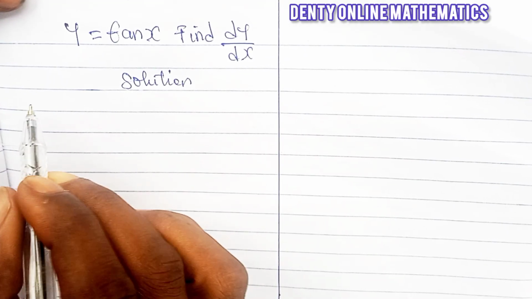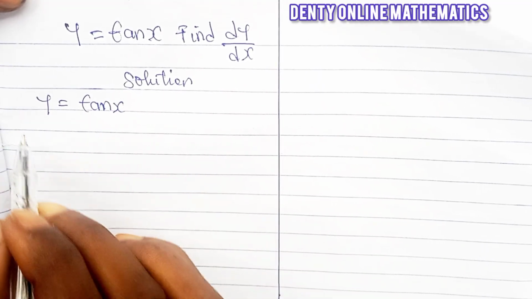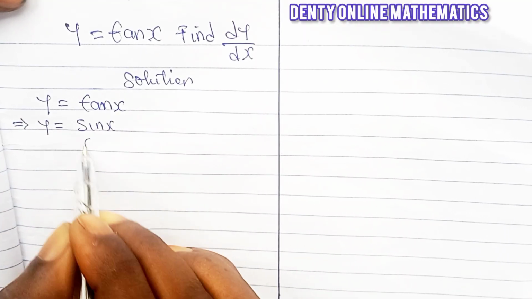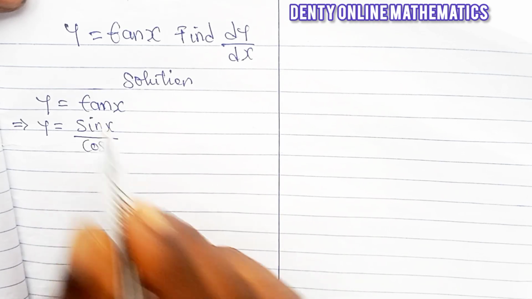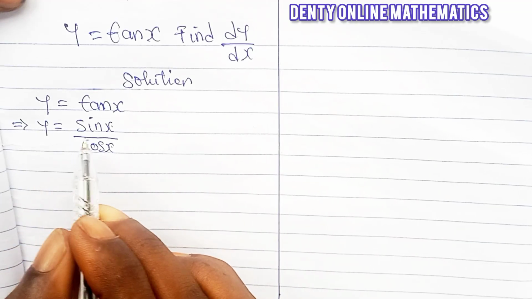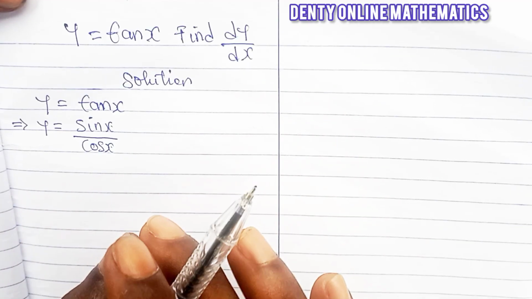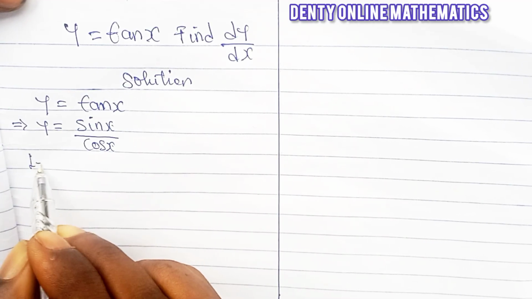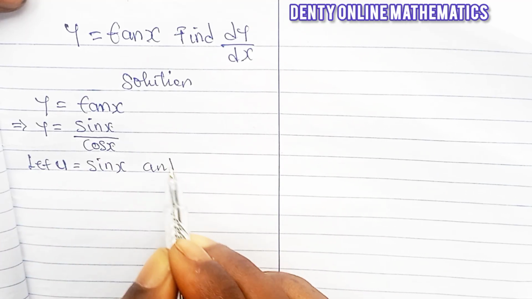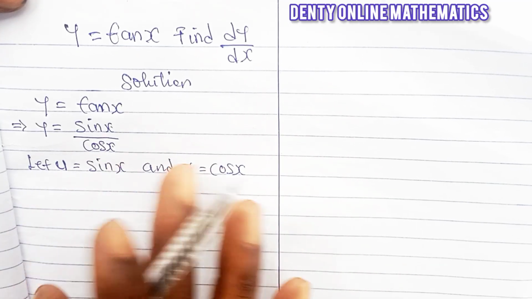Now, remember that what we have is y equal to tan x. This implies that y is the same thing as sin x over cos x, because sin x divided by cos x is equal to tan x. So if we have two functions here, we are going to use the quotient rule to approach this problem. Now we can say let u equal sin x and v equal cos x. Now we differentiate these two separately.